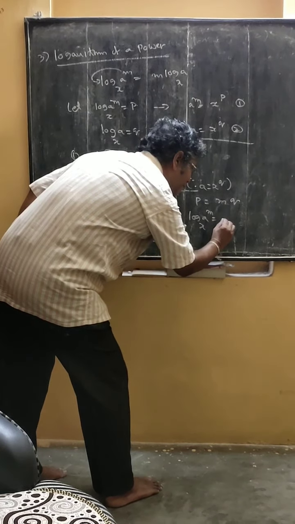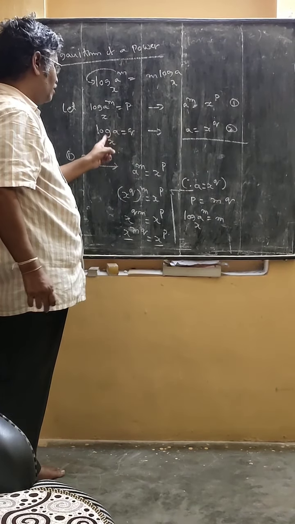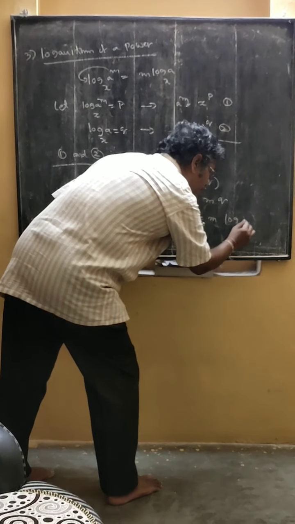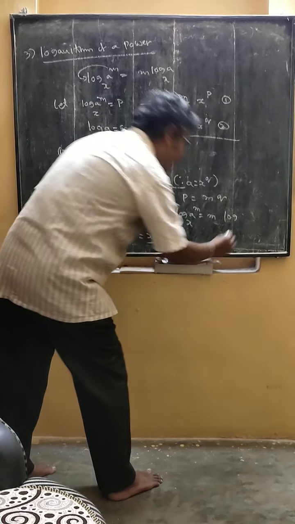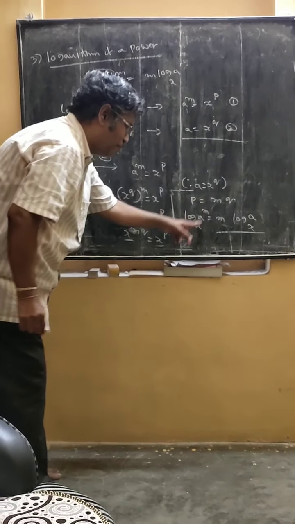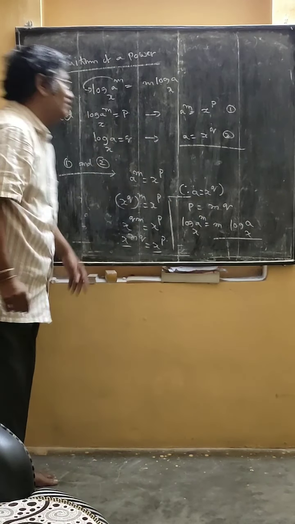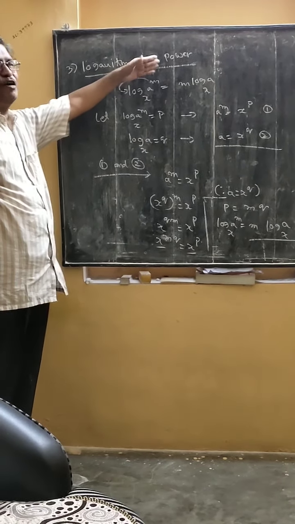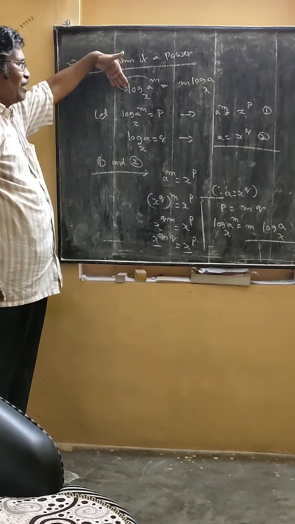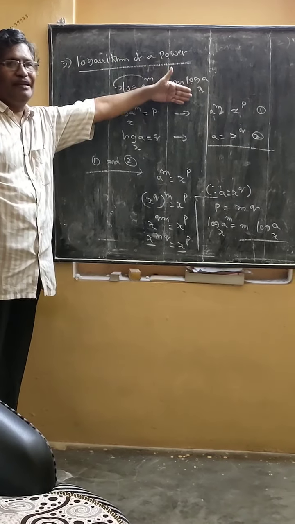m. What about the value of q? Log a to the base x. So p is m into log a to the base x. Log a power m to the base x is equal to m log a to the base x. This is called the logarithm of a power. The power comes to the front of log a: m log a to the base x.